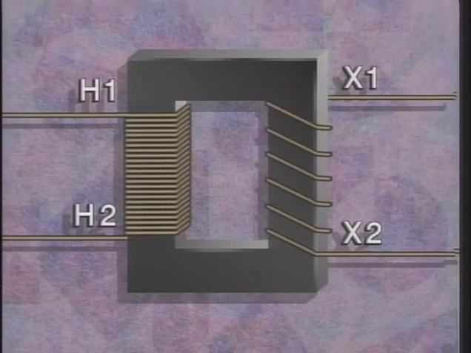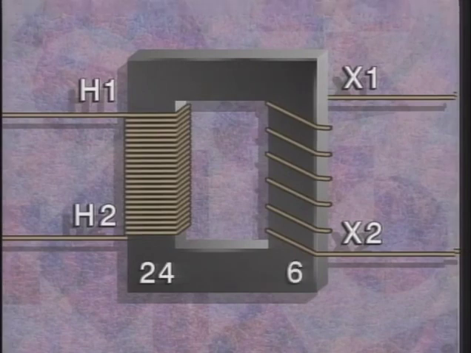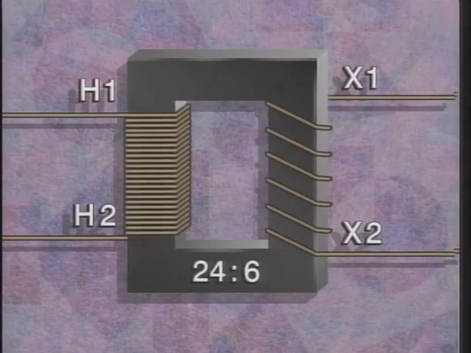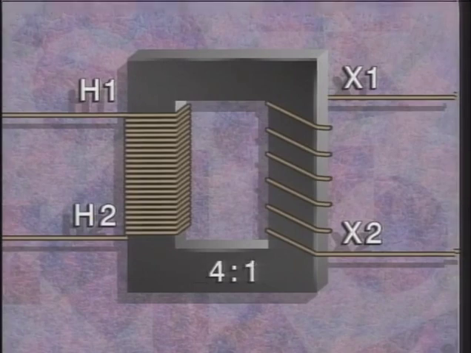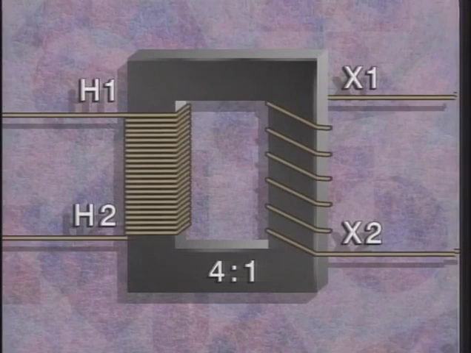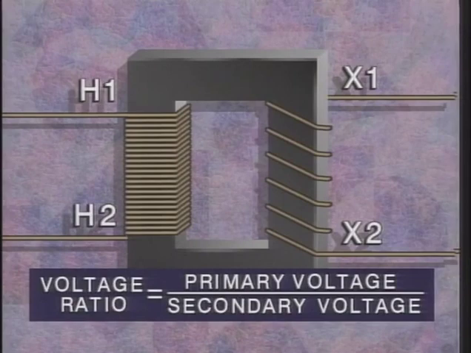For example, in this simplified illustration of a transformer, there are 24 turns in the primary winding and 6 turns in the secondary winding. This gives a turns ratio of 24:6. A turns ratio is usually stated in its lowest terms, so this turns ratio would be stated as 4:1. A transformer's turns ratio determines its voltage ratio. Voltage ratio is the ratio of the transformer's primary voltage to its secondary voltage.